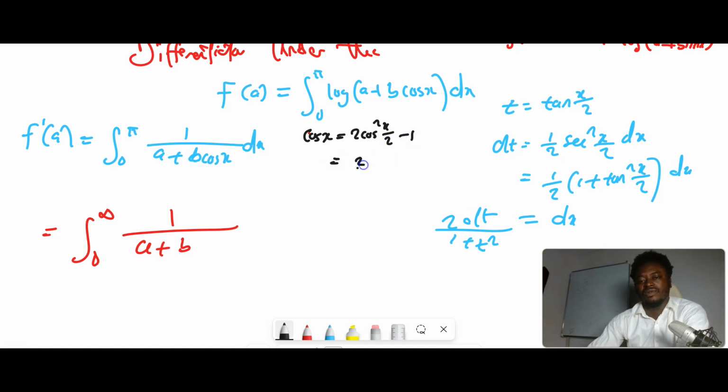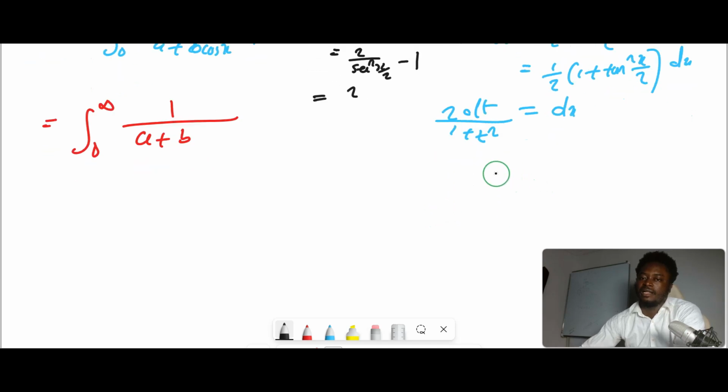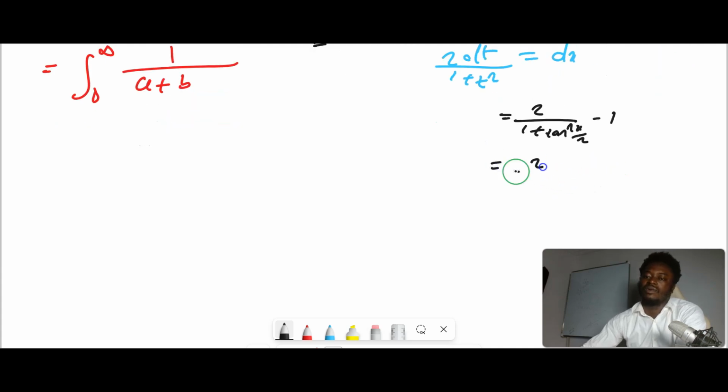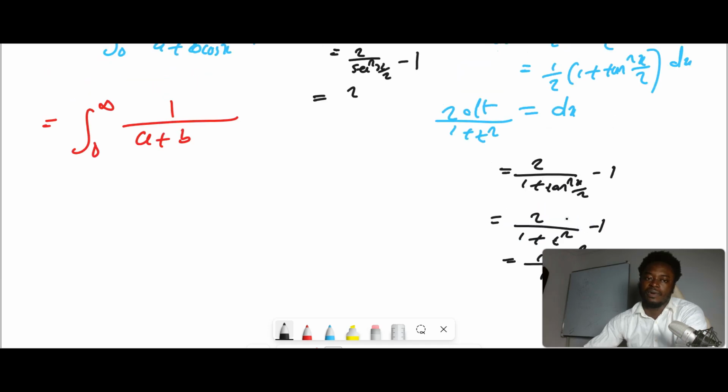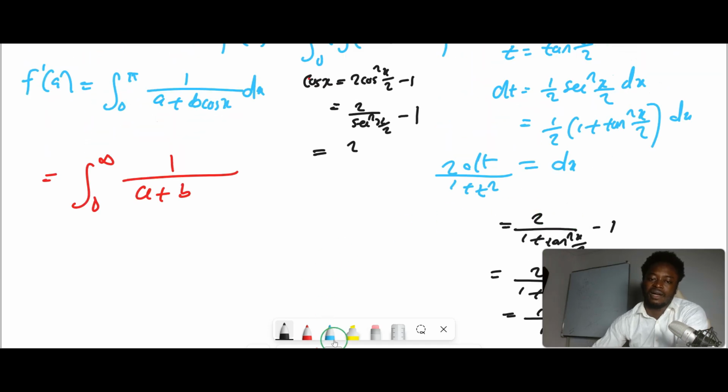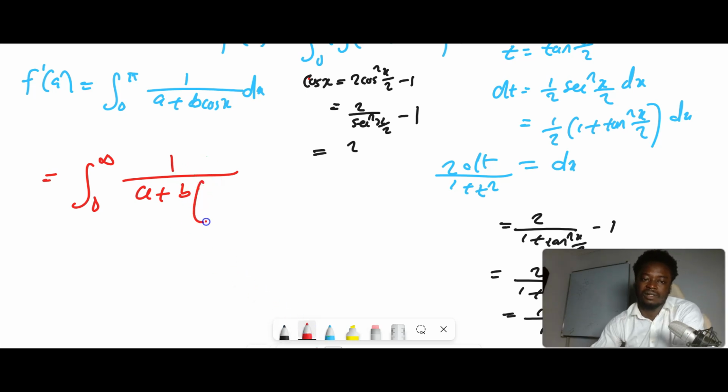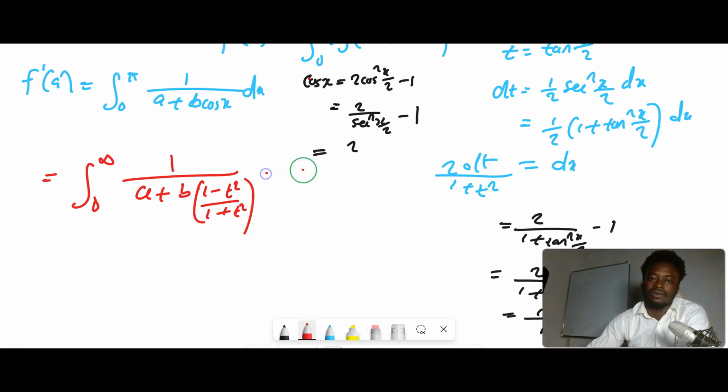And this is basically 2 over secant squared of x over 2 minus 1, which is essentially 2 over 1 plus tan squared of x over 2 minus 1. That would just be 2 over 1 plus t squared minus 1, which gives 1 minus t squared over 1 plus t squared. So we can plug in whatever we have arrived at: this side is 1 minus t squared divided by 1 plus t squared, and on this side you will have 2 dt over 1 plus t squared.